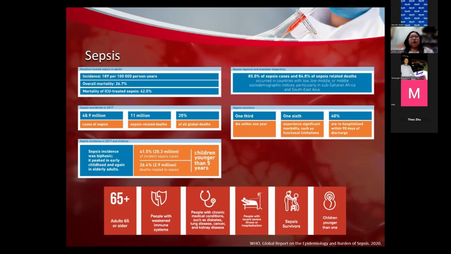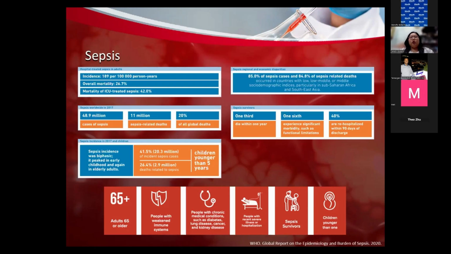The following gives us an overview of the global burden of sepsis, and as we can see, the numbers are huge. People at risk are adults 65 years or older, people with weakened immune system, people with chronic medical conditions such as diabetes, lung disease, cancer, and kidney disease, people with recent severe illness or hospitalization, even those sepsis survivors, and of course, children younger than 1 year old.